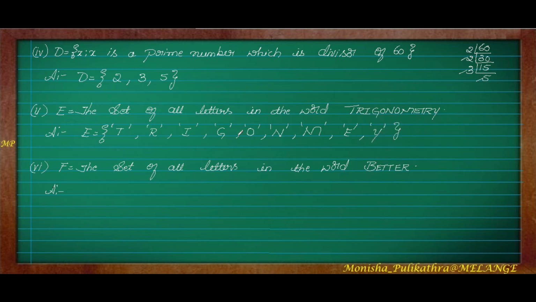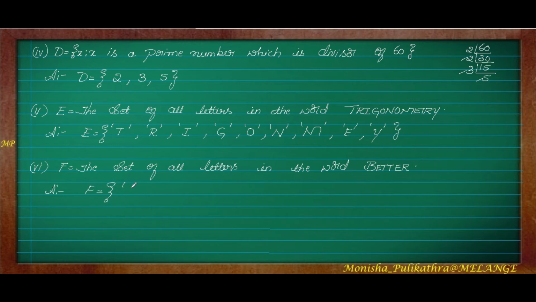So these are the set of letters which come in the word trigonometry. If the letters repeat, we have to write them only one time. Okay, so these are the letters. Moving on to the last question of this, that is the set of all letters in the word better. In the same way we have to write. This is set F.